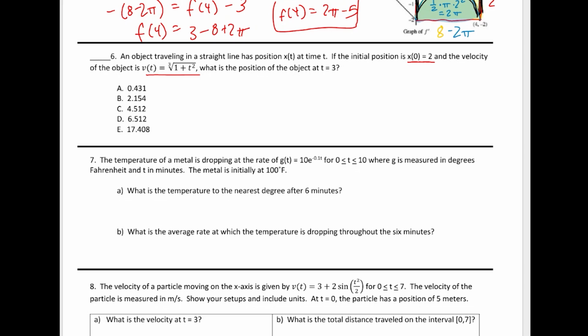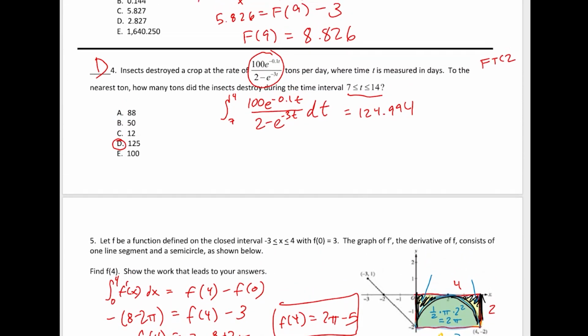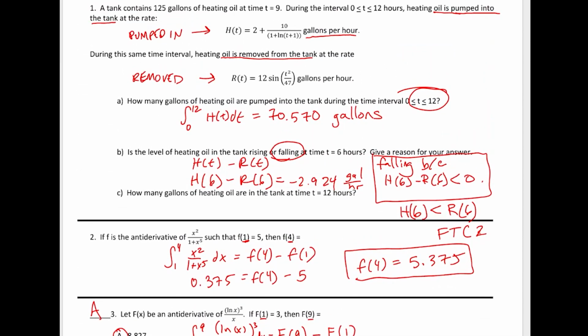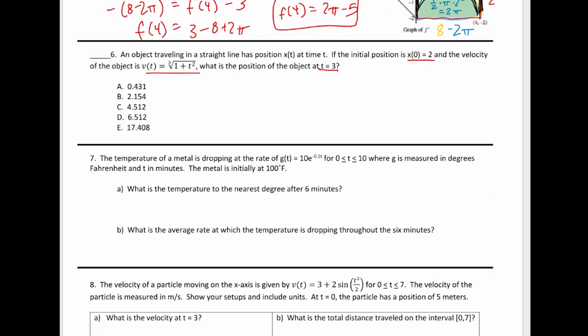Okay, so we have this initial position. We have an equation for the velocity. We're interested in the position at a time that's different than the one that was given. So we're going to set that up like we did number 5, 3, 2, yeah, so 2, 3, and 5 are set up in the same way. And that's with that fundamental theorem. So the integral from 0 to 3 of v of t, which is the cube root of 1 plus t squared, dt is equal to the antiderivative of velocity, which is position.